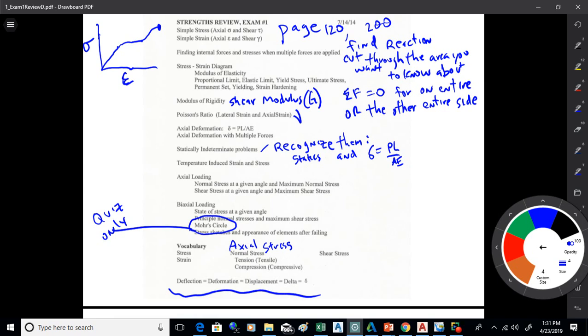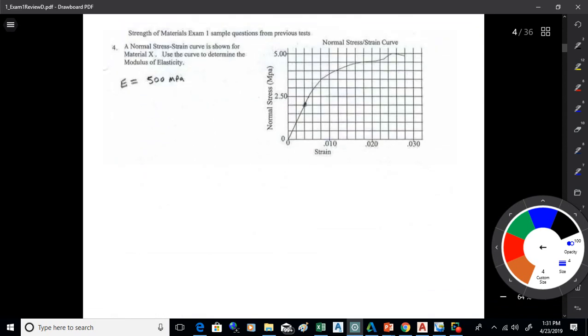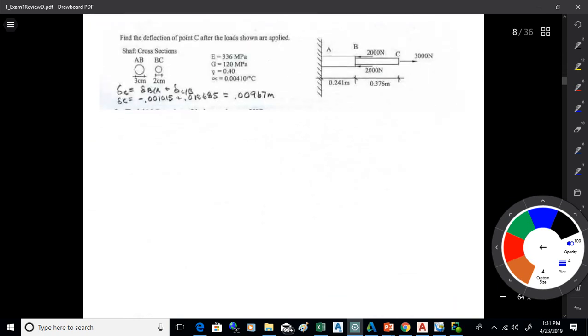So we good with that? Okay, that's the list. So we've gone through all the stuff now. All right, I just have some examples. On that one, I showed you a normal stress-strain curve, and I asked you to find E. We can go over these on Friday if you have questions on them. The next one, find the deflection of point C after the loads are applied. That hatching means a reference point that doesn't move, so that's the reference point there at A. It's not moving. That's the meaning of the hatching.